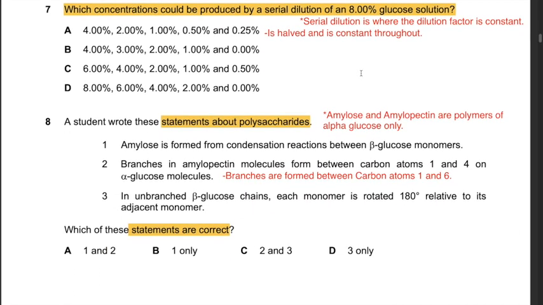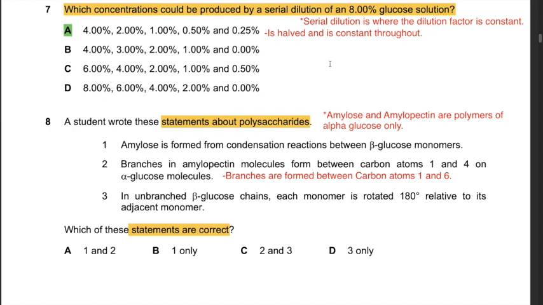Question 7. Which concentrations could be produced by a serial dilution of an 8% glucose solution? The starting glucose solution concentration is 8%, and serial dilution is where the dilution factor is constant throughout. Let's look at A. From 8% to 4%, yes, it is halved. Then 4% to 2%, again it is halved. 2% to 1, 1 to 0.5, and 0.5 to 0.25%. Yes, it does follow a constant dilution factor throughout. Therefore, A should be produced by a serial dilution. Hence, A is the correct answer.